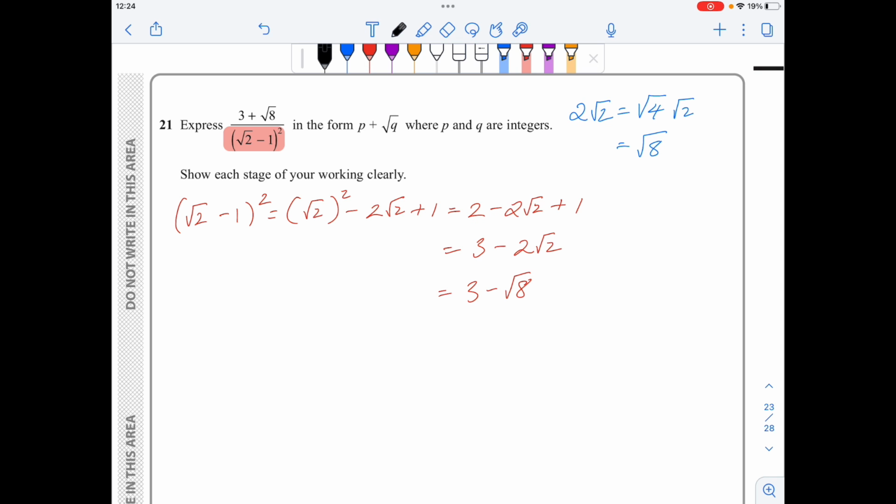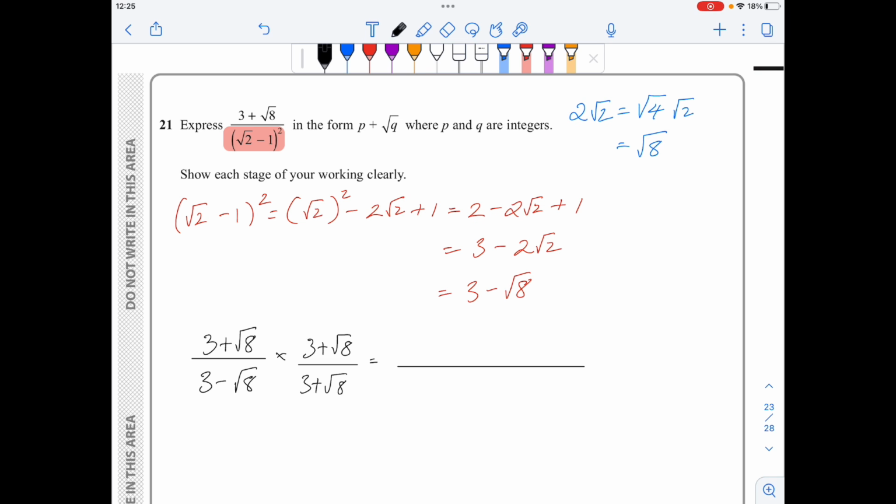So now I can rewrite my original expression, but replace the denominator with the one I found. So 3 plus square root of 8 over 3 minus square root of 8. I'll need to multiply top and bottom by 3 plus square root of 8 in order to create the difference of two squares in the denominator. Remember, this procedure is called rationalizing the denominator.